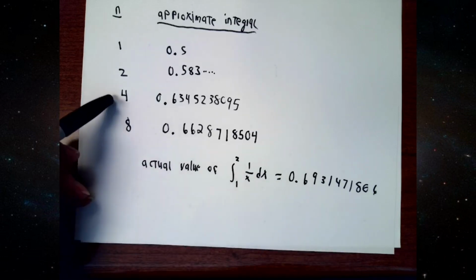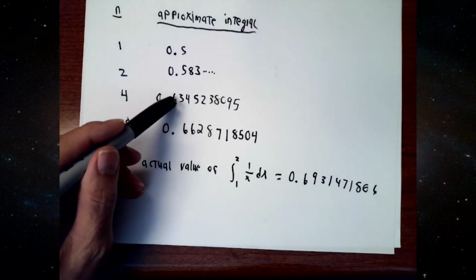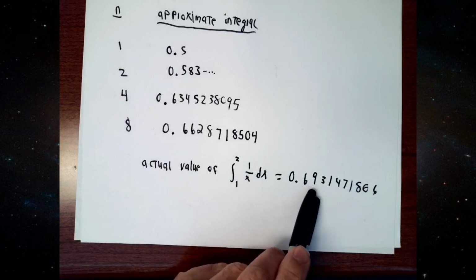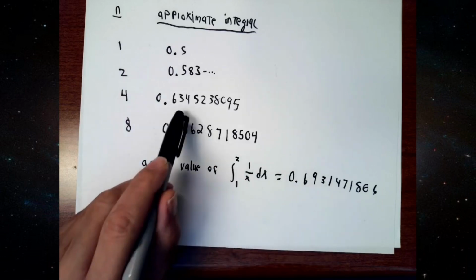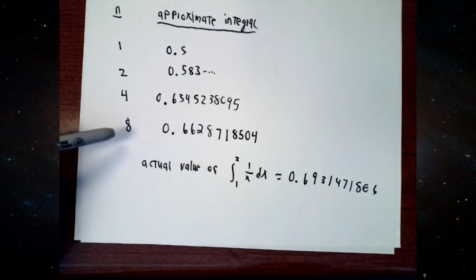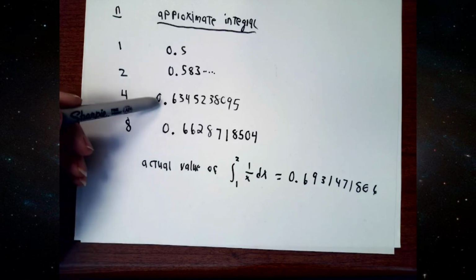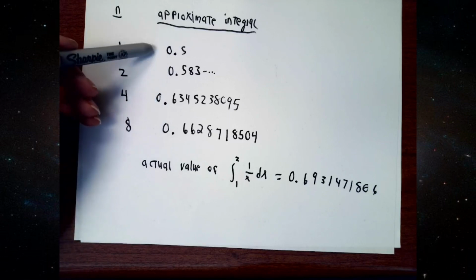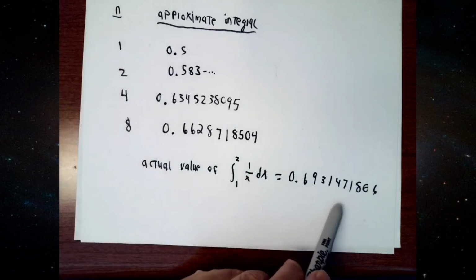and n equal 8 cases, the 6 is correct. The next digit in the actual answer is 9, and neither one of these things gives me the correct digit. So this isn't a very good approximation to the answer. This is even less so. That's even less so. And that's an awful approximation to natural log of 2.